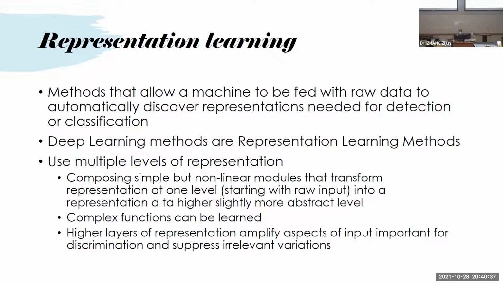So deep learning methods are majorly representation learning methods. They use multiple levels of representation, composing simple but nonlinear modules that transform the representation at one level into a representation at a higher, slightly more abstract level. Based on such a structure, more complex functions can be learned, and higher layers of representation amplify aspects of inputs important for discrimination and suppress irrelevant variations.